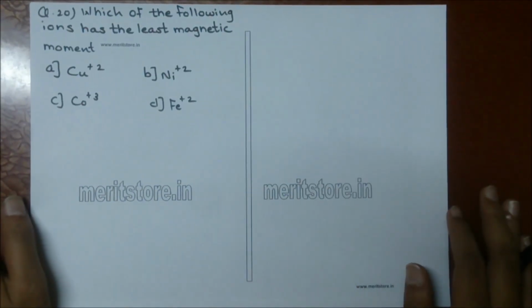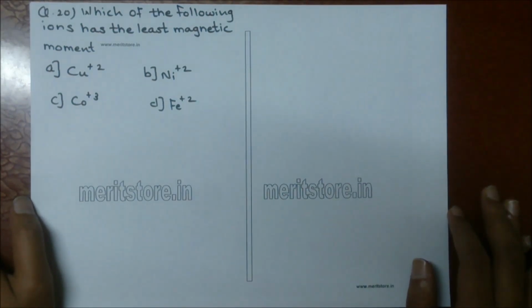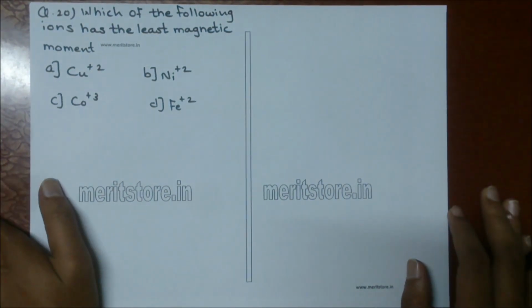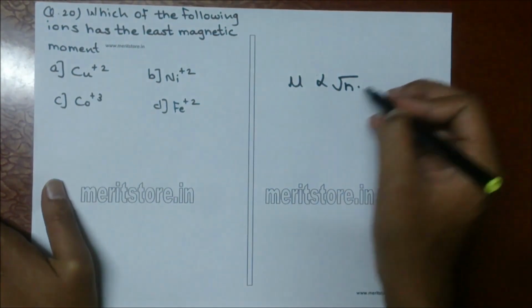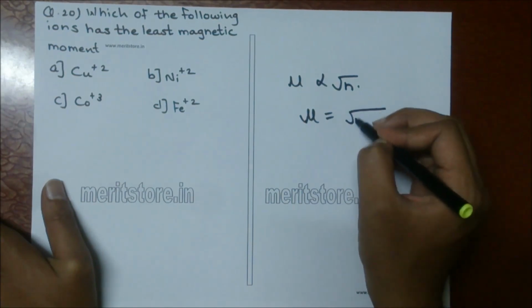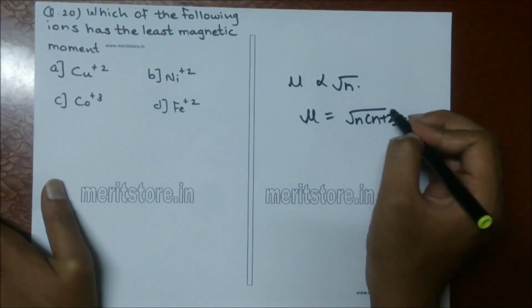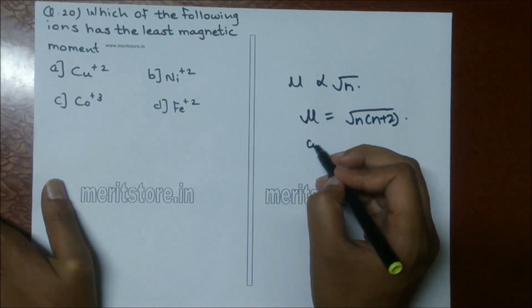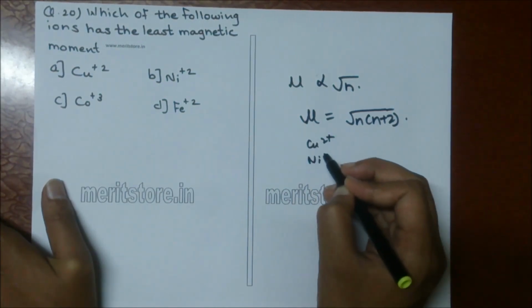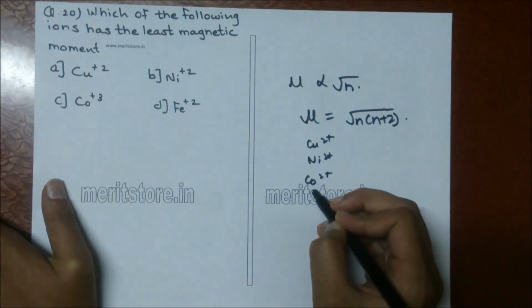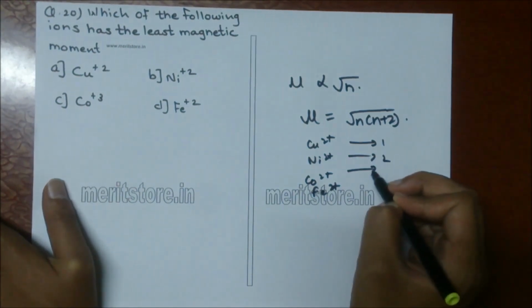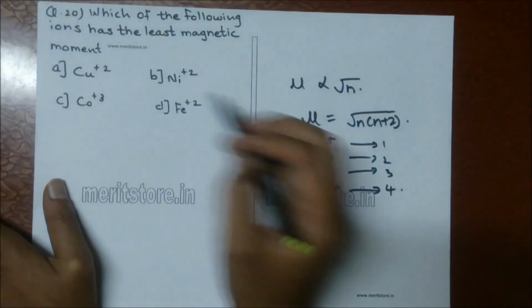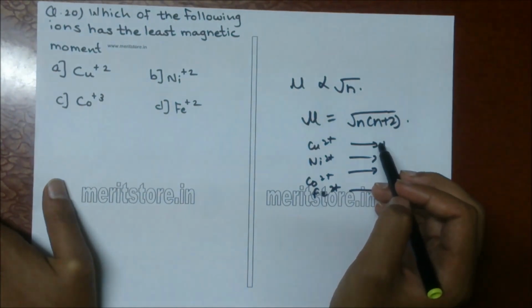Number 20. Which of the following ions has least magnetic moment? A. Cu2+ ion, B. Ni2+ ion, C. Co2+ ion, D. Fe2+ ion. Magnetic moment is directly proportional to the root of the number of unpaired electrons. The formula of magnetic moment is root of n into n plus 2, where n is the number of unpaired electrons. The unpaired electrons in Cu2+, Ni2+, Co2+ and Fe2+ are 1, 2, 3 and 4. So Cu2+ has only one unpaired electron, so it will have the least magnetic moment.